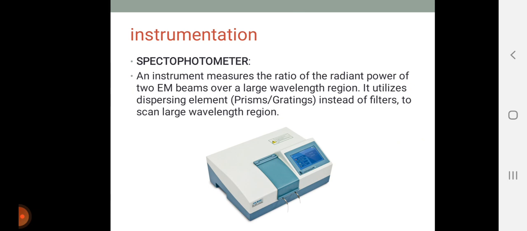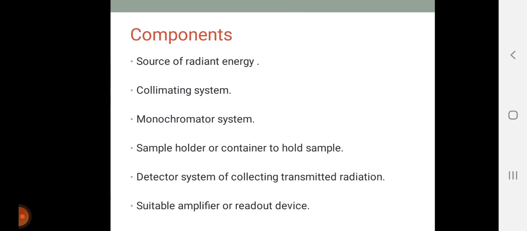Instrumentation. Spectrophotometer. An instrument that measures the ratio of the radiant power of two EM beams over a large wavelength region. It utilizes dispersing elements, prisms and gratings, instead of filters to scan a large wavelength region. Components: source of radiant energy, collimating system, monochromator system, sample holder or container to hold the sample, detector system for collecting transmitted radiation, and a suitable amplifier or readout device.